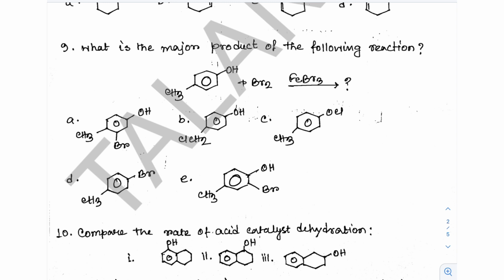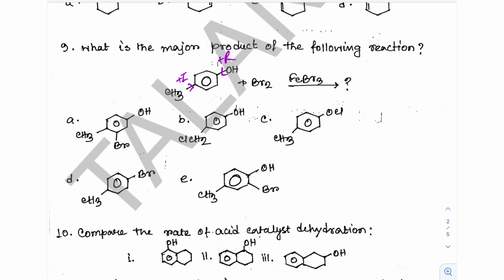The OH group has a +R effect, whereas methyl exerts a +I effect. As OH has +R, the orientation of the Br atom will be determined with respect to the OH group, as it is more electron donating. So OH is the ortho-para directing group, and with respect to OH, Br will enter at the ortho position in one compound.